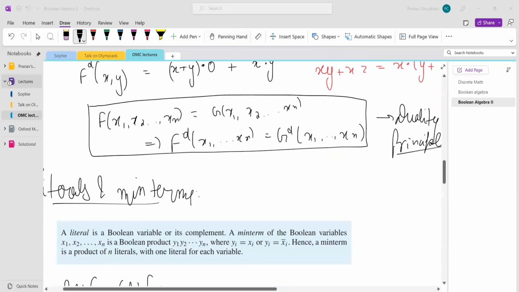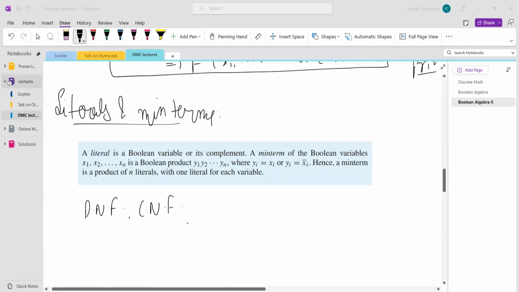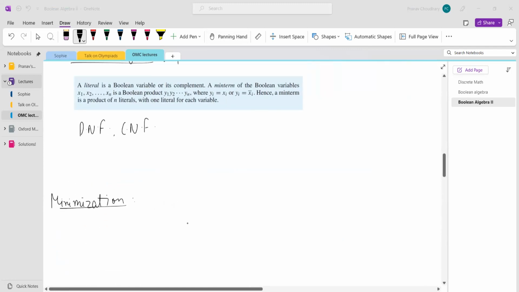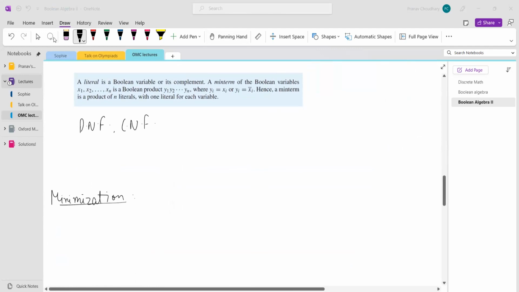Okay. Let's move on to some more. Okay, let's see. Okay, cool. Yeah, I'll do that. So minimization is next. Yeah, after this, we'll do minimization, which will be more fun.